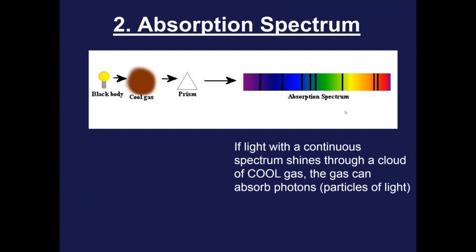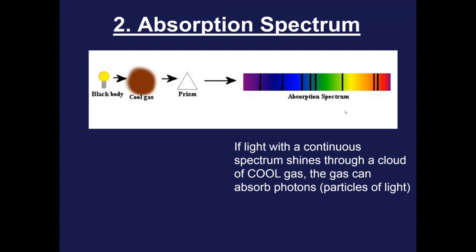So if light with a continuous spectrum shines through a cloud of cooler gas, the gas can actually absorb individual particles of light that are called photons. Light is a wave, but light has an important property. It's called wave-particle duality, and this has to do with quantum mechanics, and it gets weird. But the important point is you can talk about light as a wave. You can also talk about light as a whole lot of particles, and that actually works both ways.